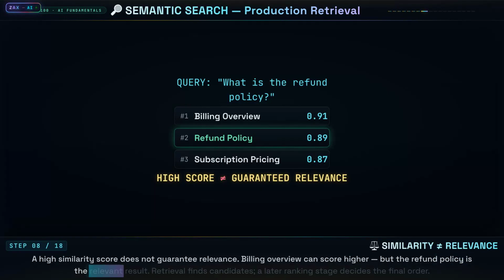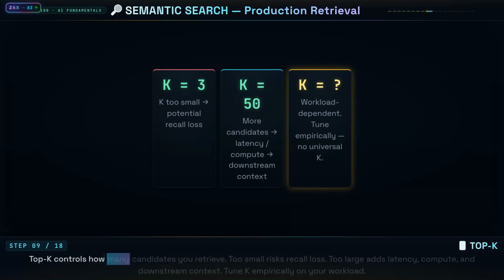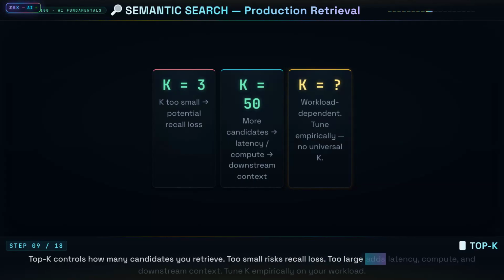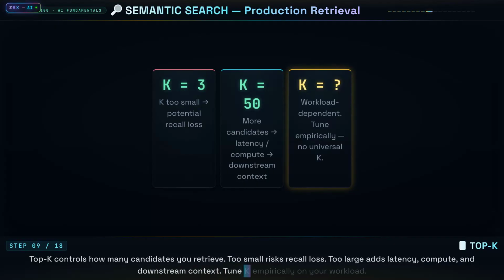Billing overview can score higher than the refund policy, but the refund policy is the relevant result. Candidate retrieval is optimized to efficiently find potentially relevant results. A later ranking stage decides the final order. Top K controls how many candidates you retrieve. Too small risks recall loss. Too large adds latency, compute, and downstream context. This is the classic recall versus latency trade-off. Tune K empirically on your workload.